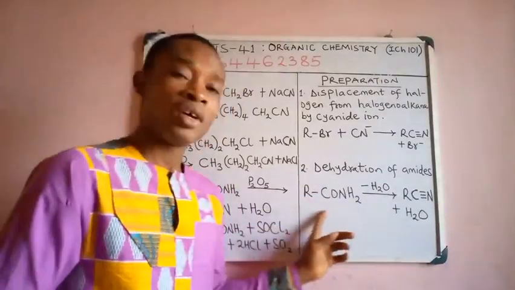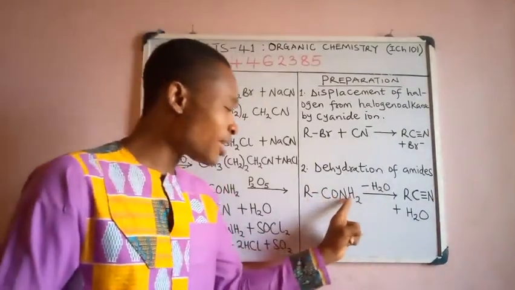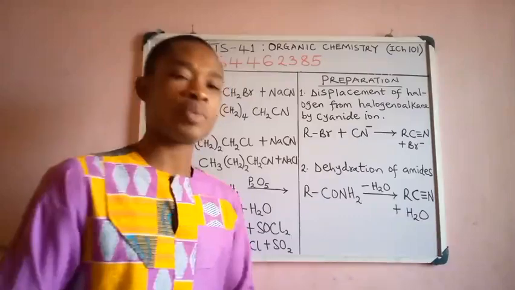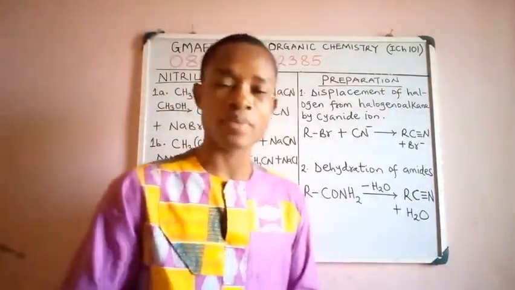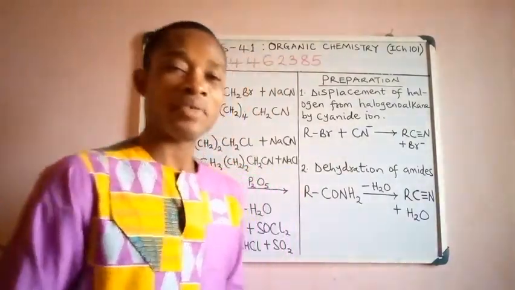This is the functional group of the acid amide, that is RCONH2. This CONH2 represents the acid amide functional group. Now, when you dehydrate them, what do you do? You're removing a water molecule from the compound.